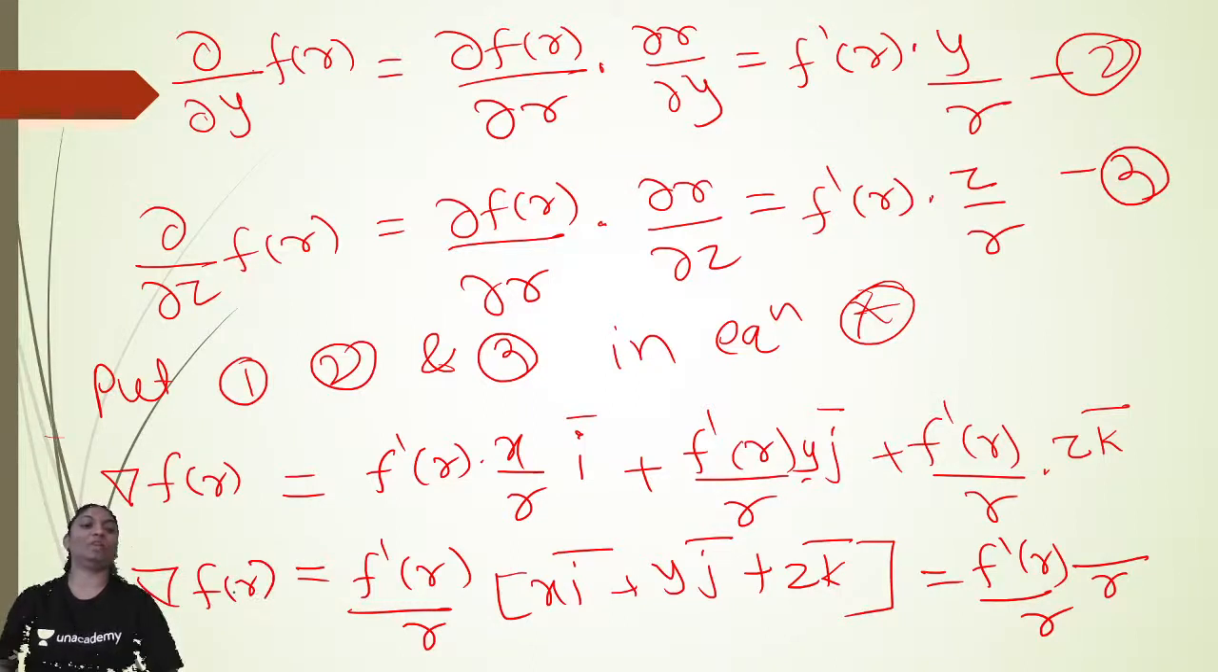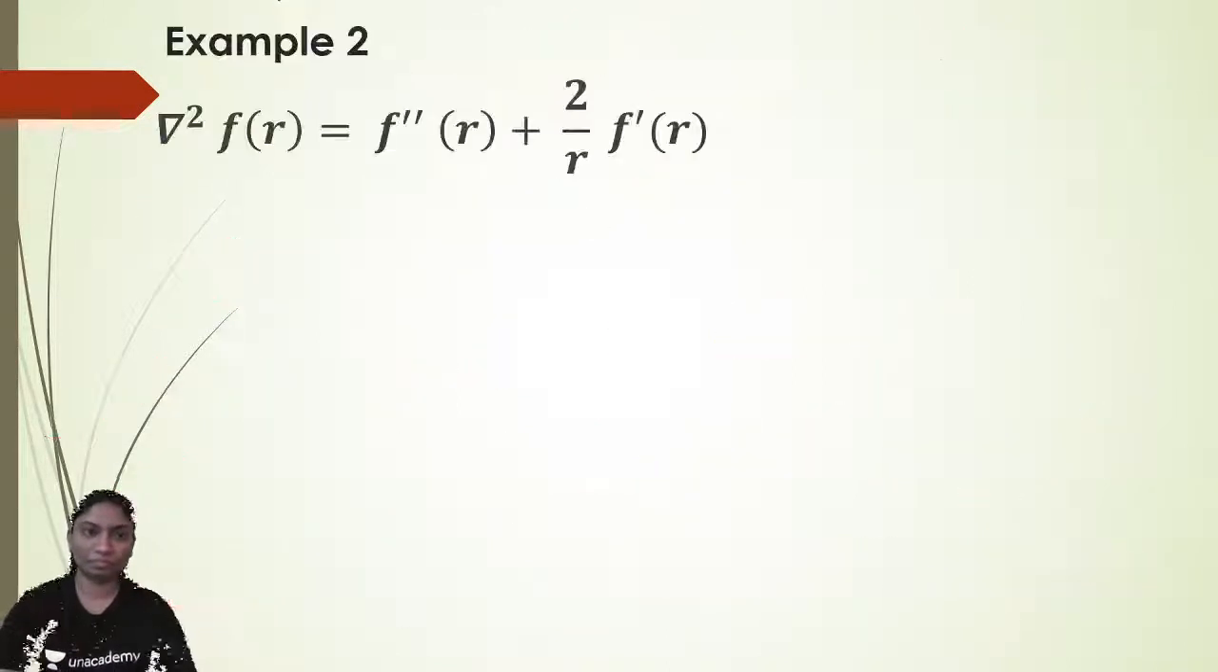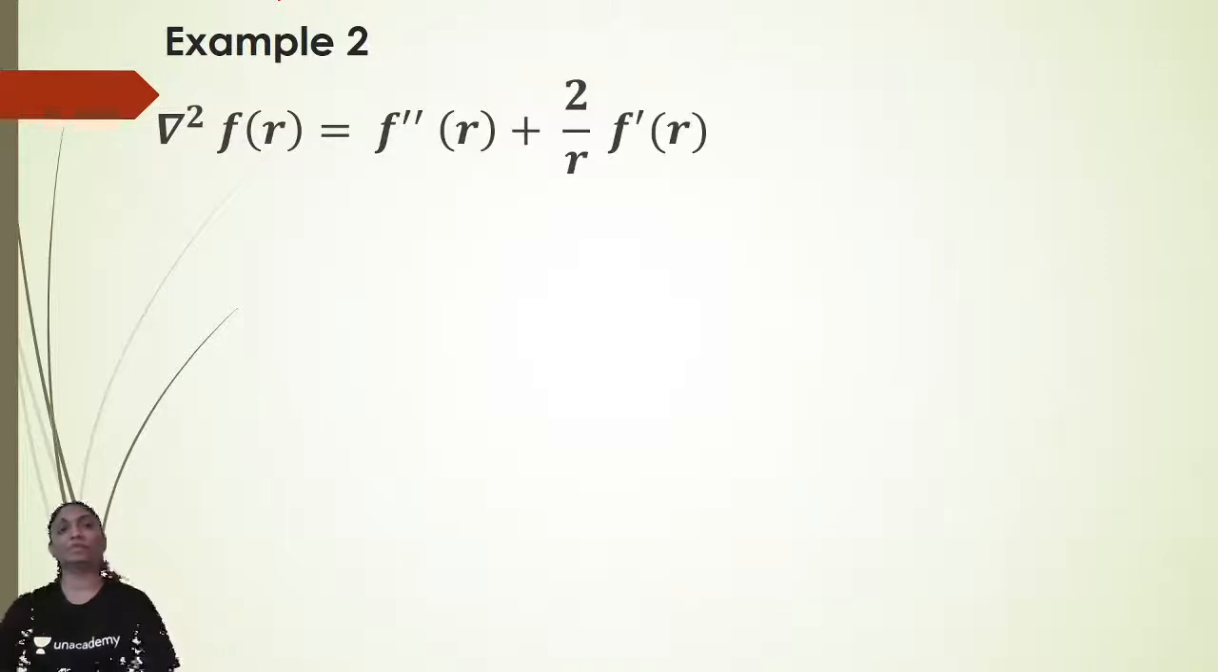Del of f of r is equal to f dash of r upon r into (x i bar plus y j bar plus z k bar), which is equal to f dash of r upon r into r bar. Many times we will use this result to prove other results. Okay, so see the next property. Now, can anybody explain to me how we will prove this?